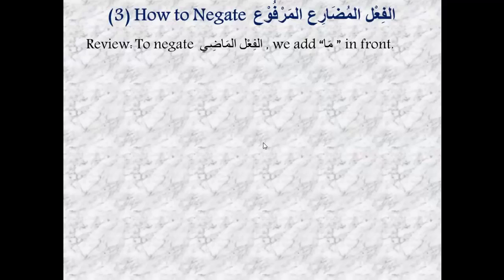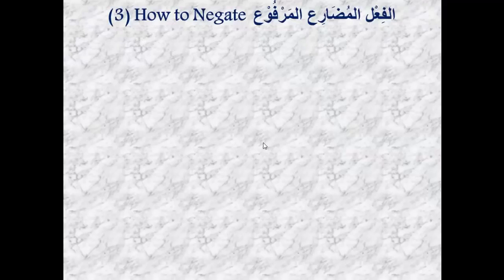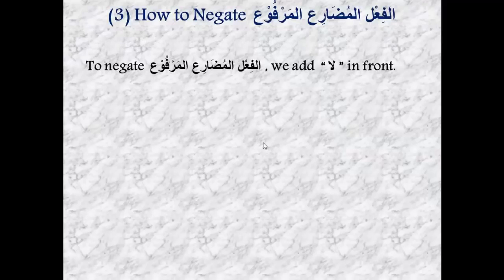Topic number 3, how to negate al-fi'l al-mudari' al-marfu'. To review, we negate al-fi'l al-madi, the past tense verb, by adding ma in the front. So, dhahaba, he went. Ma dhahaba, he didn't go. Now, in order to negate al-fi'l al-mudari' al-marfu', we add la in the front. La in Arabic generally means no, but here, grammatically, its usage is to negate al-fi'l al-mudari' al-marfu'.